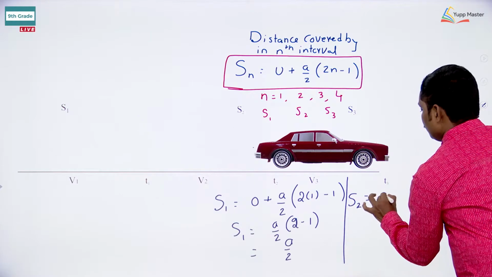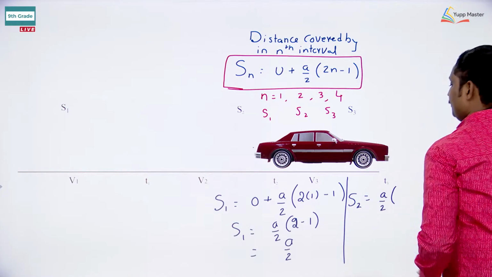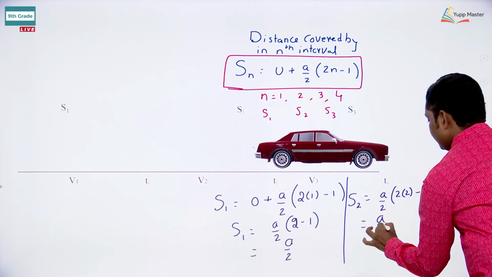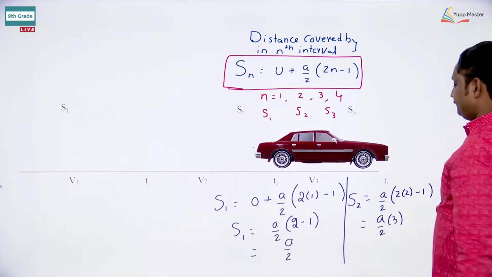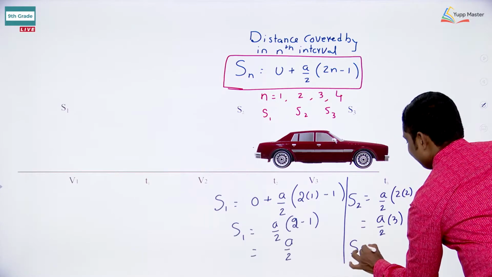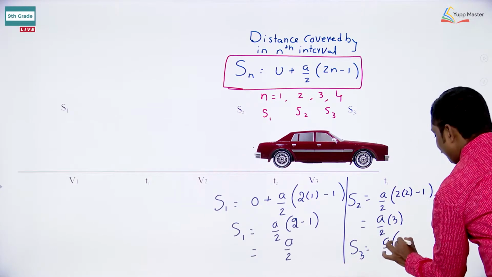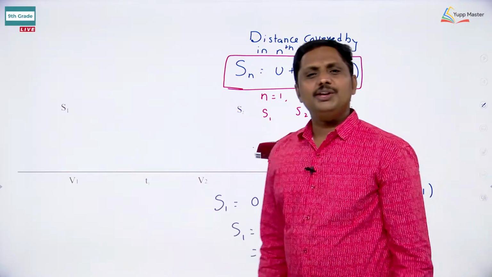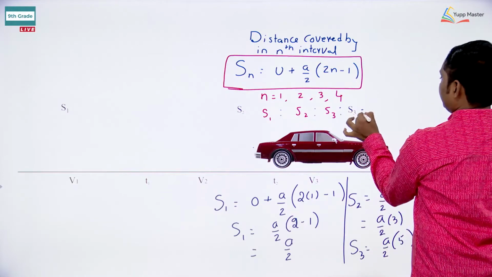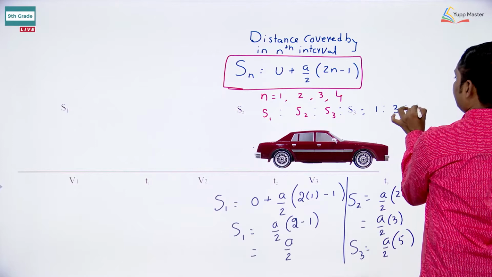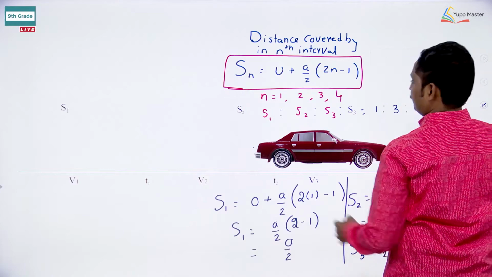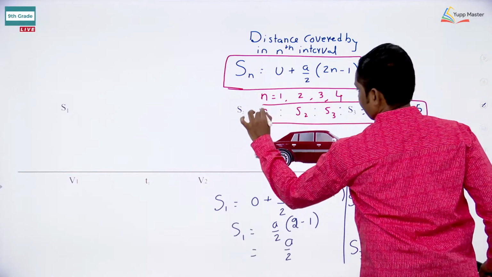S2 is equal to a by 2 into (2 into 2 minus 1), it is very clear, that is a by 2 into 3. At the same time you can get S3, that is a by 2 into 5. So, easily you will frame the relation, that is S1 is to S2 is to S3 is equal to 1 is to 3 is to 5, all right. Have you obtained this ratio from this? Yes, it is very clear.